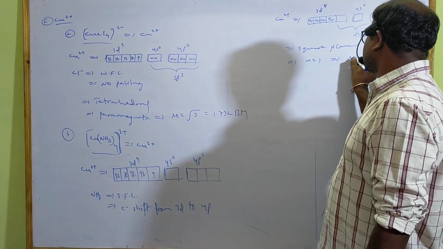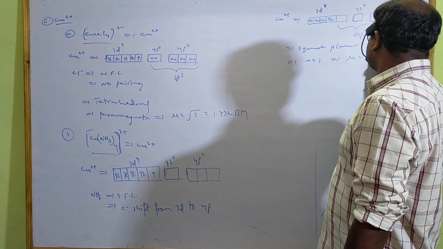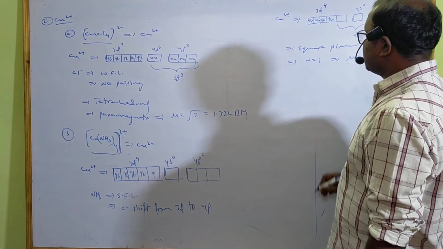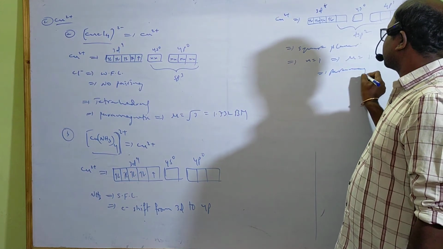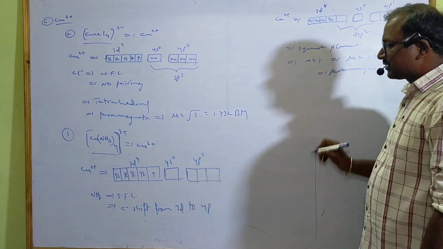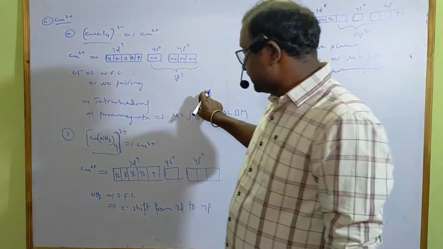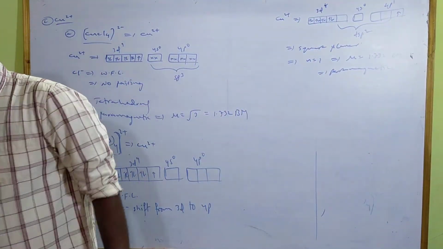Here one unpaired electron is there, so n equal to 1. So magnetic moment is 1.732 Bohr magnetons. It is also paramagnetic. Reason: one unpaired electron is there. It is paramagnetic. It is a low spin complex.